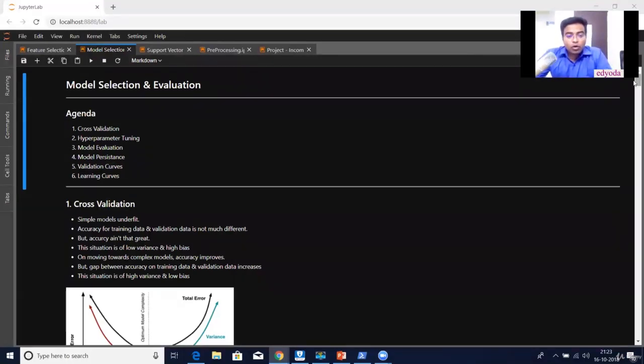Today we'll be discussing model selection and evaluation. This is a very important module if you're a data scientist because you will be continuously working towards fine tuning your model, finding the better model. So this is all about that. The topics that we'll be discussing over here are cross validation, hyperparameter tuning, model evaluation, model persistence, validation curves, and learning curves. Let's start with cross validation.